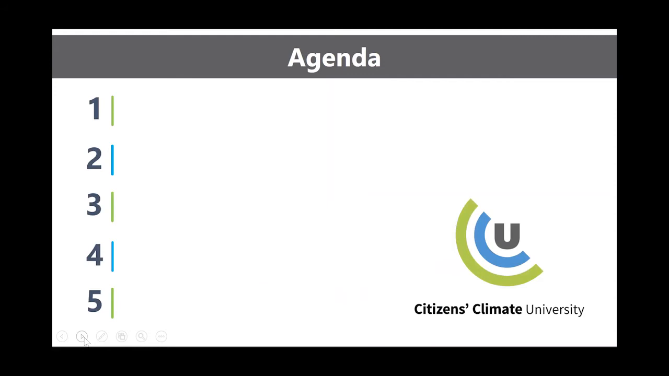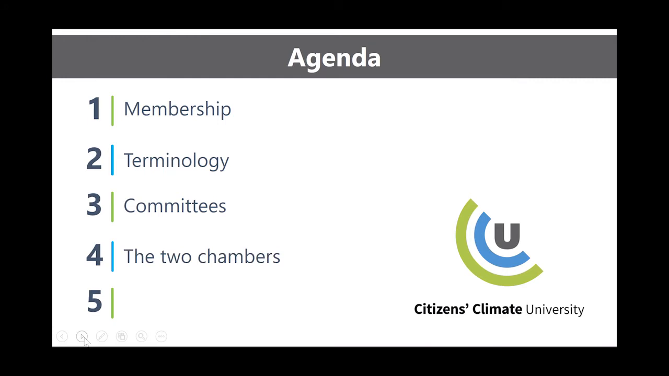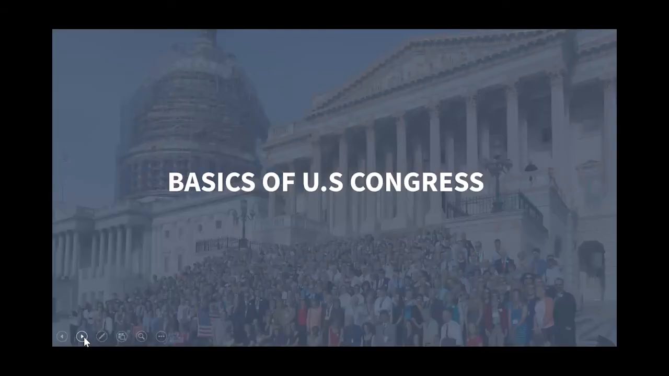In this lesson, we're going to talk about the basics of the U.S. Congress. We're going to talk about the membership of Congress, the terminology used with Congress and some of the processes. We'll talk about the committees, where all the action happens, where all the real work is done. Then we'll move on to talk about the two chambers and the differences between them. And then we'll talk about the typical U.S. congressional office and the challenges that they face.